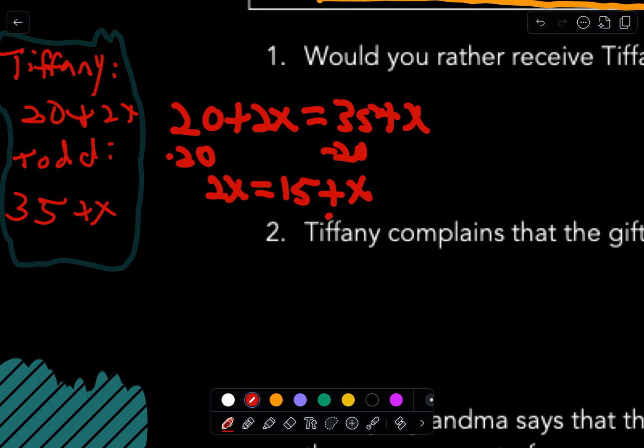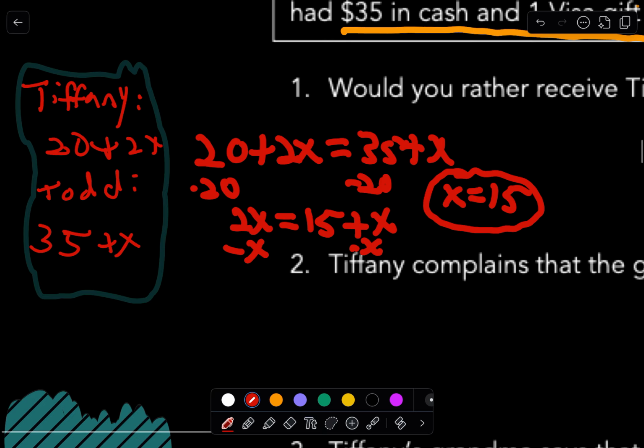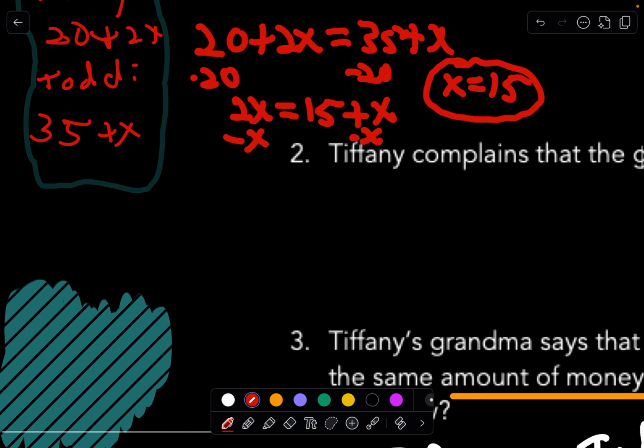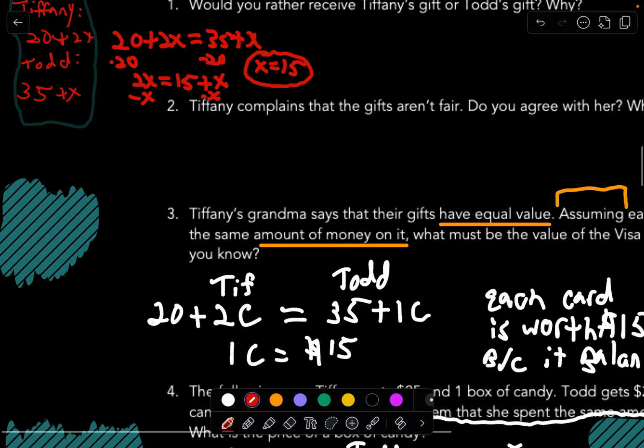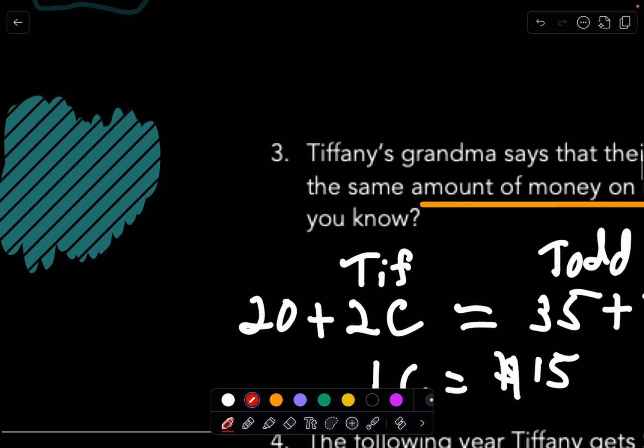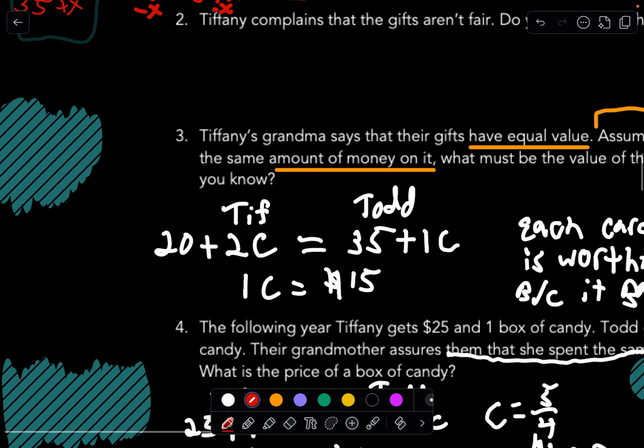Then if I subtract X from both sides, gain the variables to the same side, you end up with X equals 15. That's the abstract way of solving this. We first just reasoned it out. So this is trying to get you to understand how you can reason things out. Now here on this one it says that her gifts have equal value.